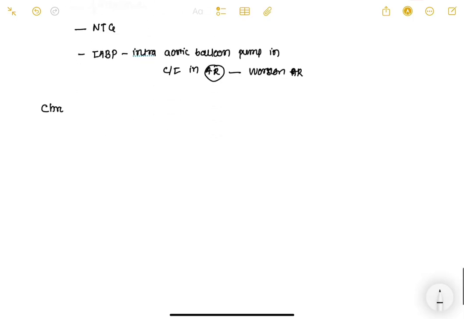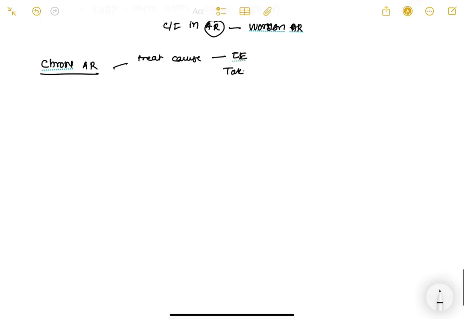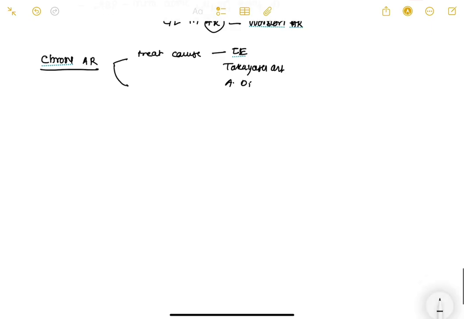What about the chronic AR? We treat the cause like infective endocarditis, like Takayasu, like aortic dissection. Also pharmacologically, we can use NTG and diuretics.